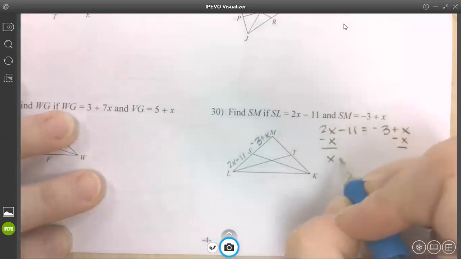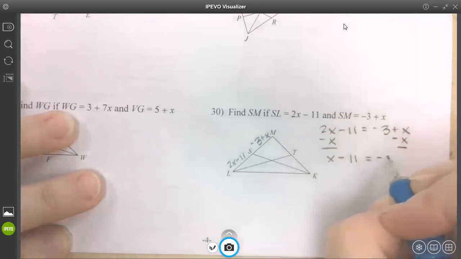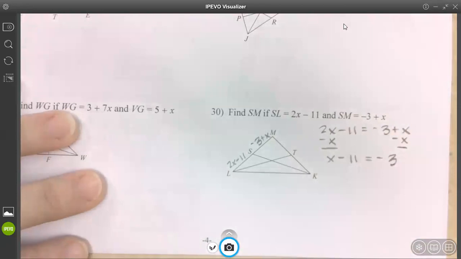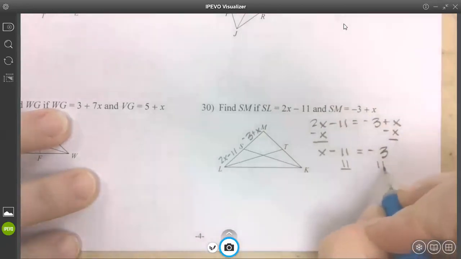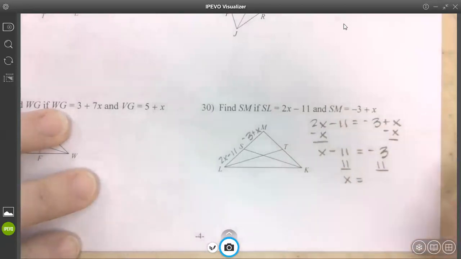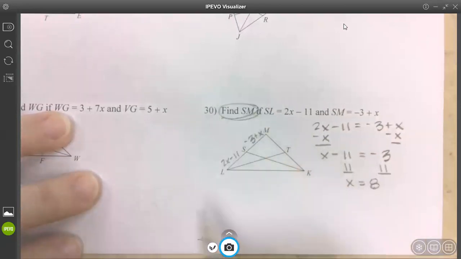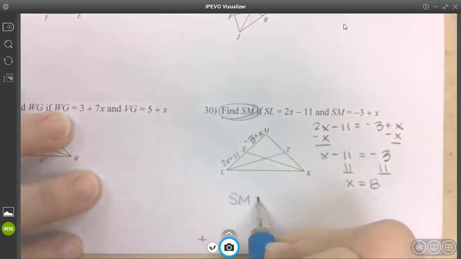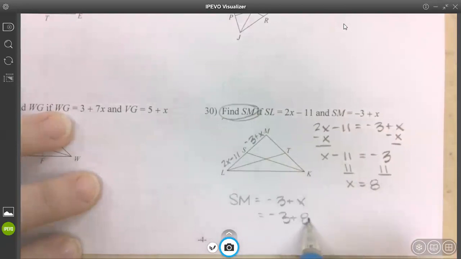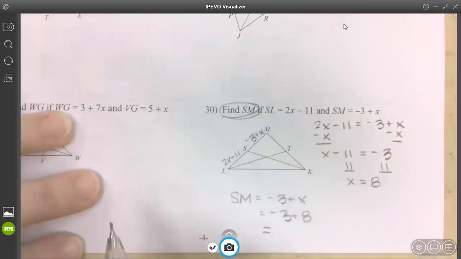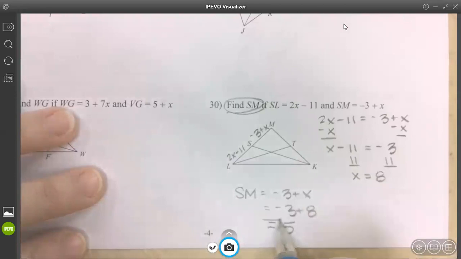We're going to subtract x, and we get x minus 11 equals negative 3. We're going to add 11, and we get x equals 8. It didn't ask us for x, it asked for SM, which was negative 3 plus x. Our x was 8, and negative 3 plus 8 is a positive 5.